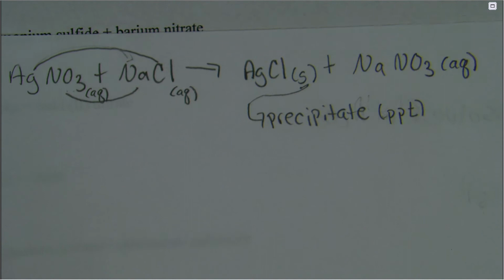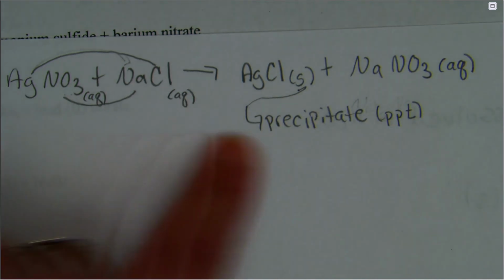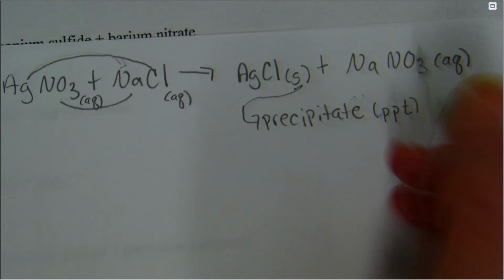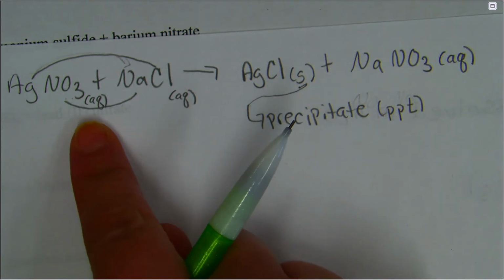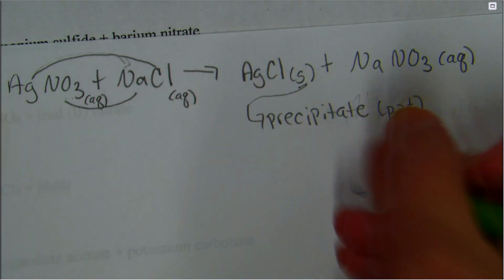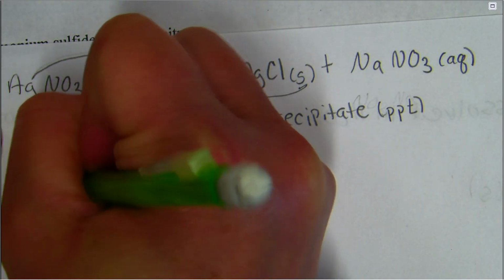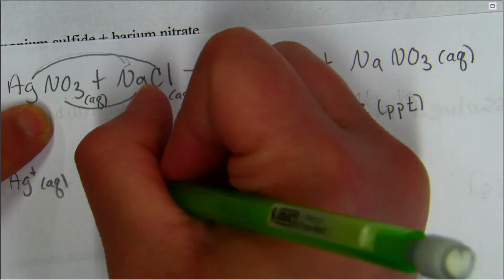here to this first equation. Anything that is aqueous, we are going to break it apart into its ions because that's what aqueous means. It's been dissolved in water, so essentially it is an ion in its ion form. So silver plus nitrate.